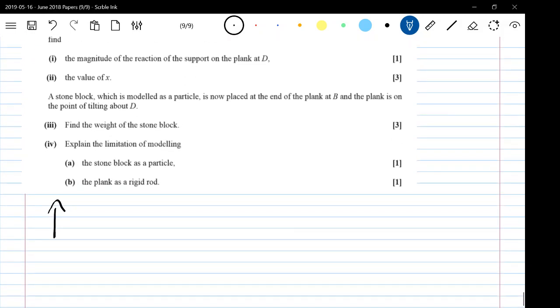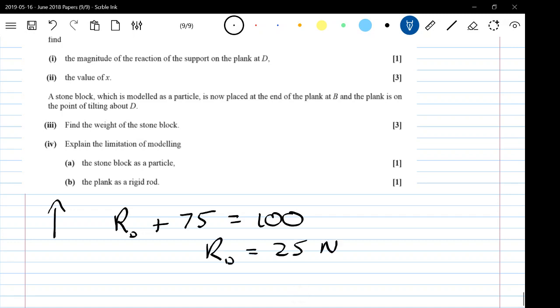So if you resolve vertically, you've got the reaction at D plus the 75 that we're told is the reaction at C is equal to 100. So it is 25 newtons, that's it. And it was only 1 mark. Now, part 2.